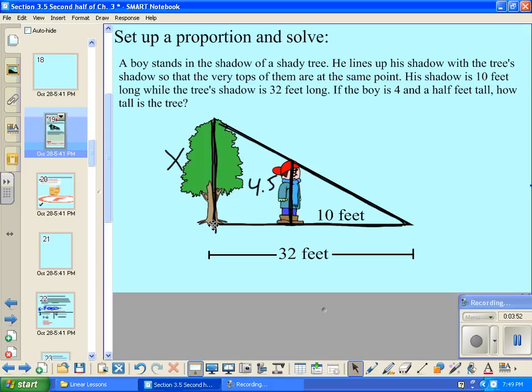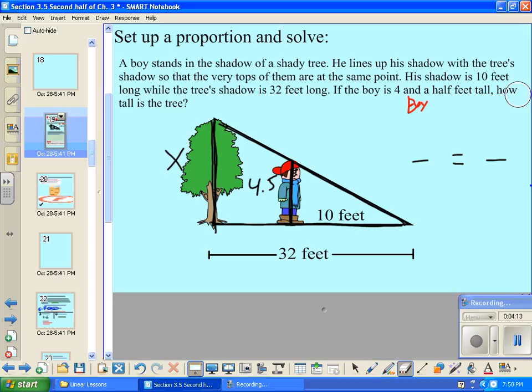So I'm going to make some kind of proportion to set this up. So one ratio equals some other ratio. And again, I'm going to try to stay consistent within each one. I'll show you how I'm going to do that. In this particular example, I'm going to put all the boy's information in my first ratio and all the tree's information in my second ratio. This is one way I'll show myself being consistent here.